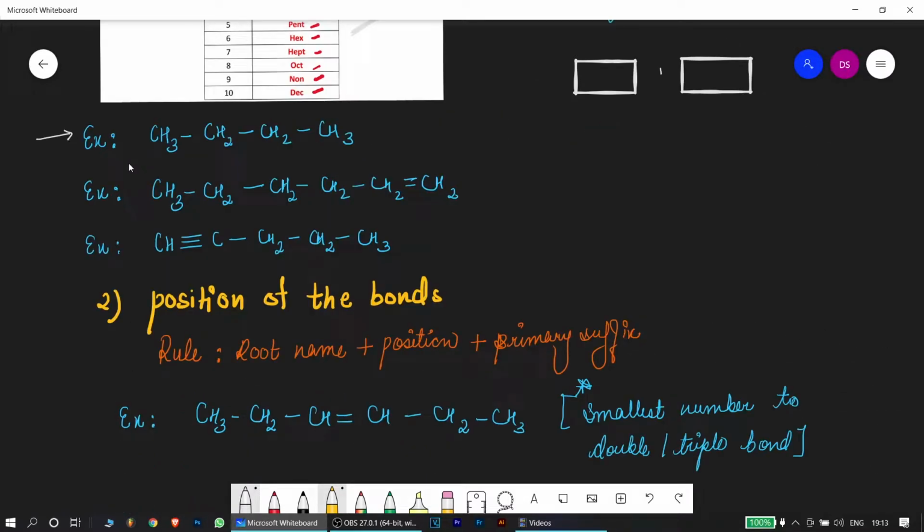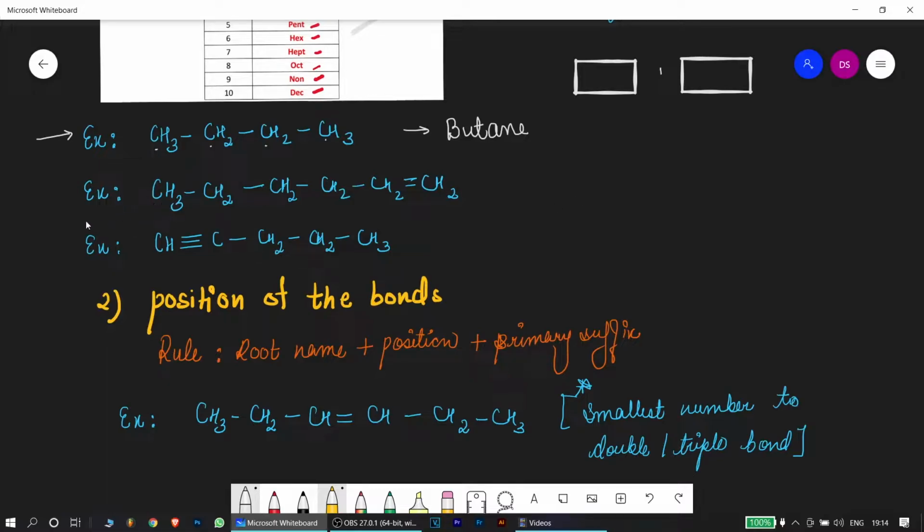Here is our first example, which is this one. Now first we have to count the number of carbon atoms present. So here it is 1, 2, 3, 4. We have 4 carbon atoms. So it is going to be but, right? Root word is but. Now we have to see that all the carbon atoms are having single bonds between them. So it is going to be ANE. The suffix is ANE and hence the name is butane.